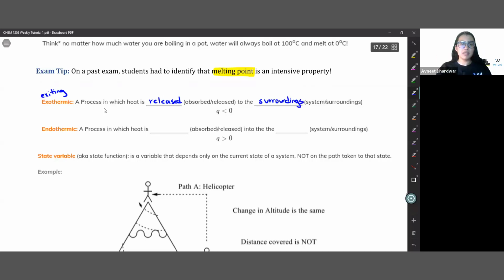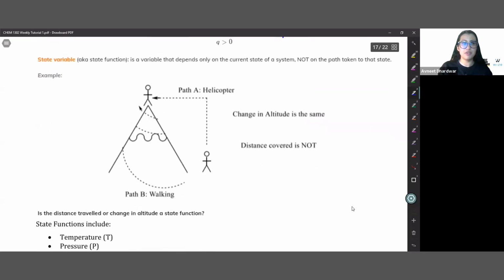Okay, and the opposite of exothermic is endothermic, which kind of sounds like indoors. So in this one, heat is moving into the system. So heat is being absorbed into the system. Okay, and I think, yeah, these are the last definitions that you guys have to know.